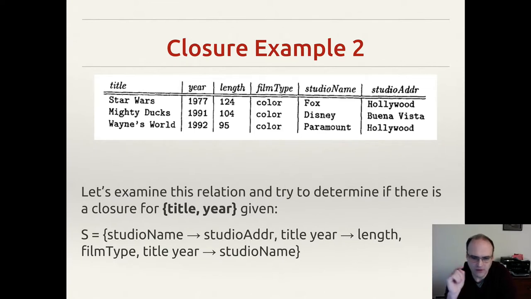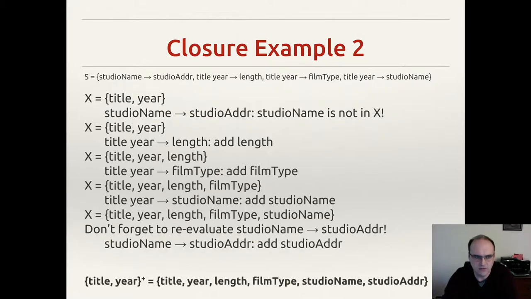But then we say, okay, title and year are the two things that are going to give us our length and film type. And then title and year are also going to give us studio name. So that gives us that same thing we were looking at before, where B is dependent on A and C is dependent on B. So yes, you can say that C is dependent on A, right? This is just a fancy way of getting us to that same conclusion, but with an algorithm, so we can make sure that we always pick up all the pieces. So let's look at this and let's play it out.